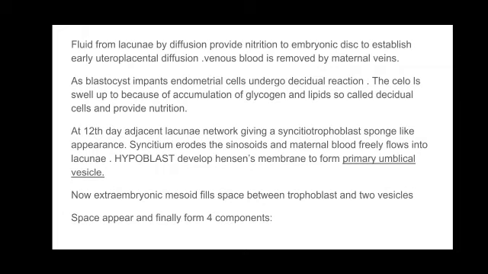At the 12th day, adjacent lacunae network, giving the syncytiotrophoblast a sponge-like appearance. The syncytium erodes the sinusoids and maternal blood freely flows into the lacunae. Hypoblasts develop Heuser's membrane to form the primary umbilical vesicle.